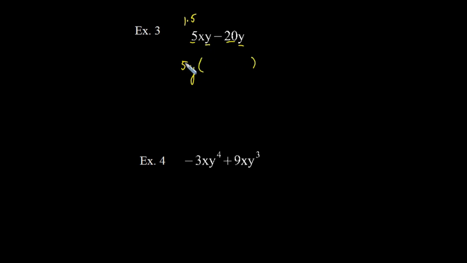So when we do that, 5 divides into 5 and gives us a coefficient of 1, and then the y divides into the y and gives us 1. That leaves us with an x as the first term. And then 5 divides into negative 20 as minus 4, and y divides into y one time. And that's going to be it. So again, we're going to quick check. 5y times x gives me 5xy, and 5y times negative 4 is negative 20y.